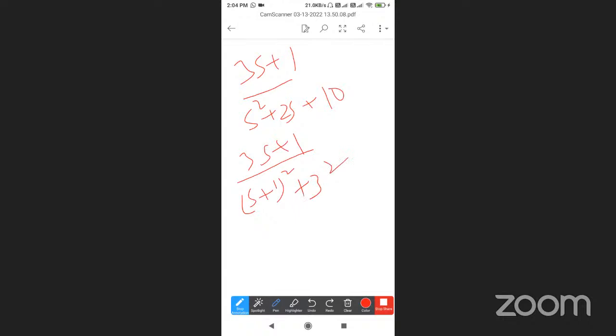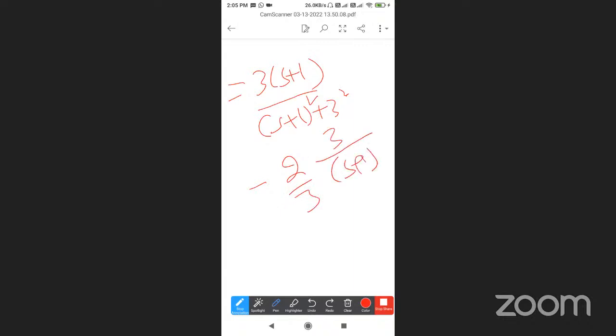In the s plus 1 term, 3 into s plus 1 is 3s plus 3, and we got 1, so we have to subtract 2. So we have 3 into (s plus 1) by ((s plus 1) whole square plus 3 square), one term, minus 2 by ((s plus 1) whole square plus 3 square). We take them separately, and dividing and multiplying by 3 for the second term.